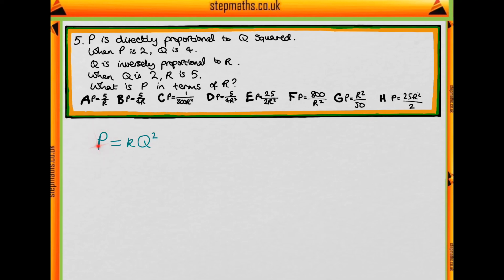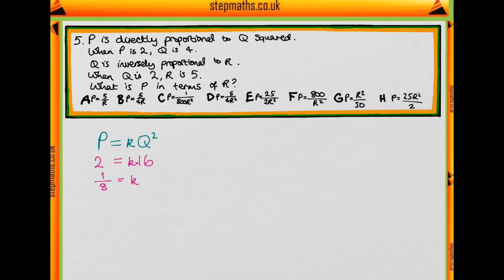Well, it means that P is equal to some multiple K of Q squared. So the K is our proportionality constant. It means that P is not just equal to Q squared, it's equal to some multiple of Q squared. And now what we can do is use the fact that we have a case here when P is 2, then Q is 4. So if we plug these numbers in, we can use them to work out what K is. So we get 2 equals K times 4 squared, which is 16. And we can solve that to find that K is equal to an eighth.